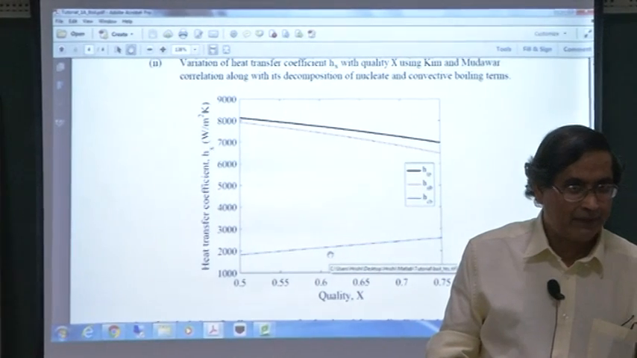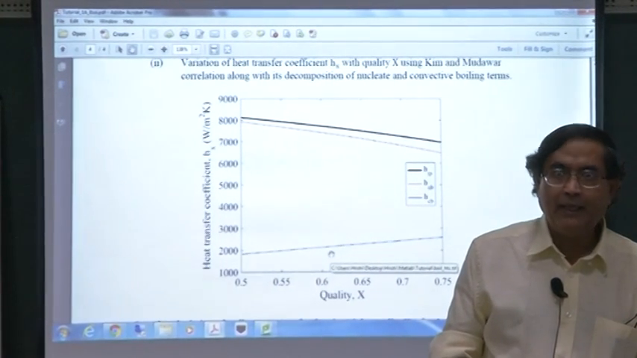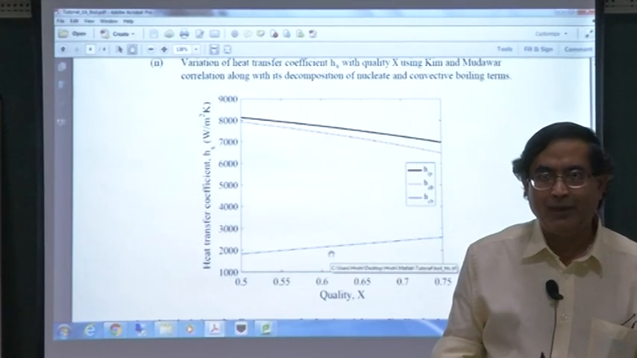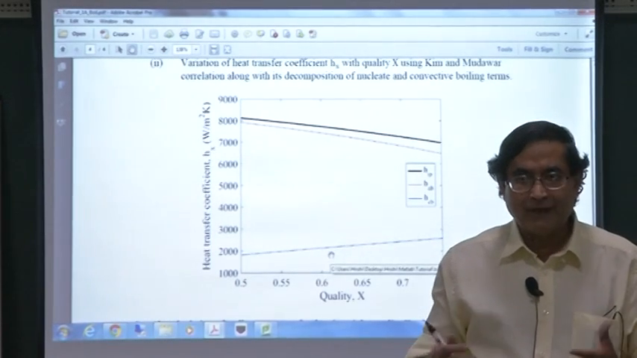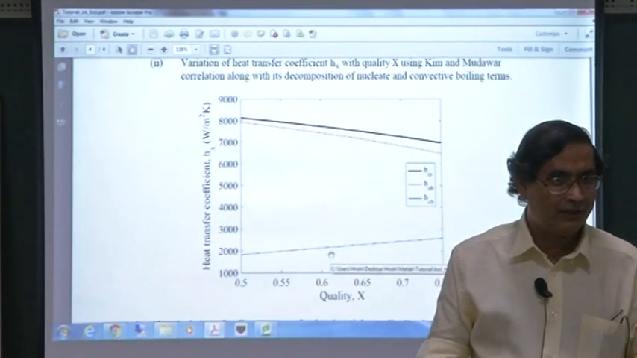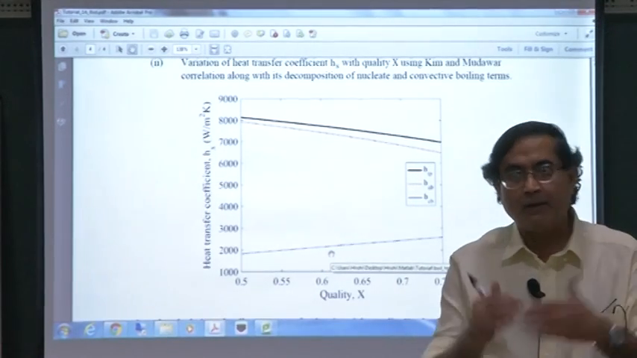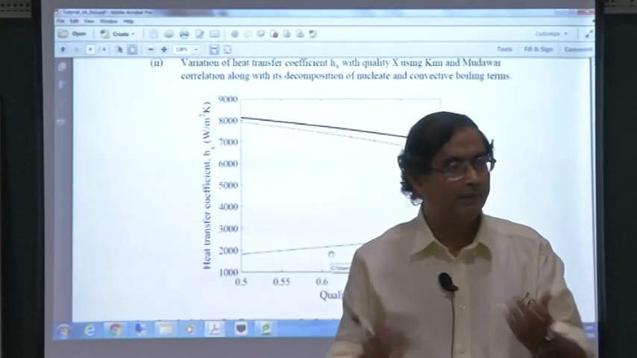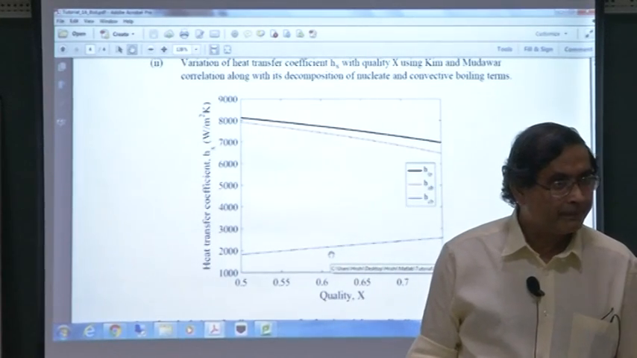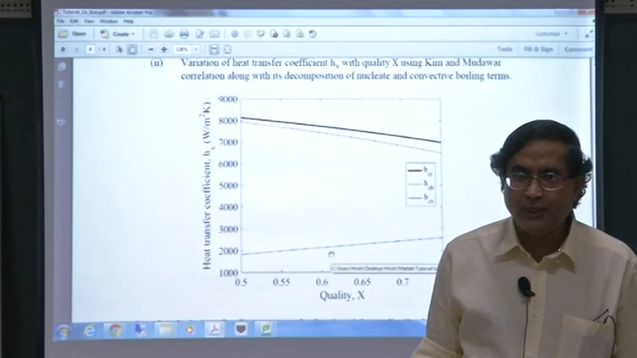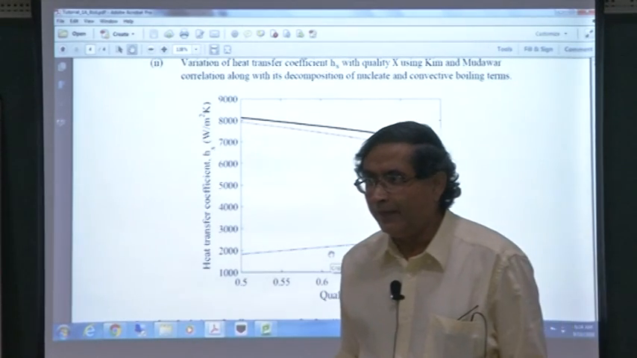Do you understand what I am trying to say? If you give a meaning to convective boiling, meaning due to convection and not due to nucleation, and you give this meaning, then you can actually decompose it. Otherwise, it will always remain as some mathematical jugglery, because you are only correlating HT and you are finding a formula for it.